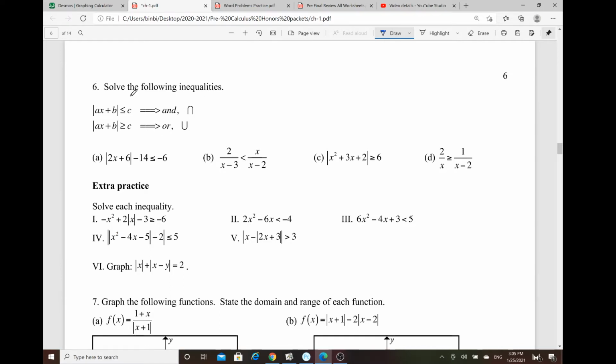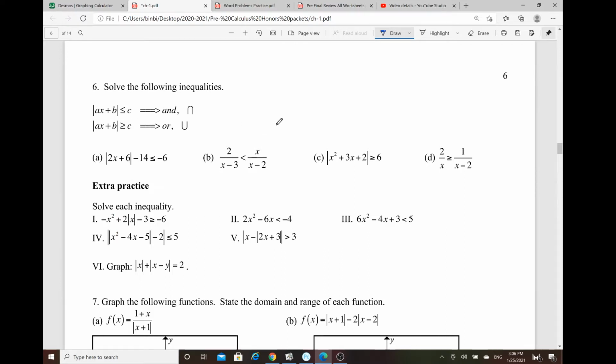Number 6 is about solving absolute value inequalities. Anytime you see the structure absolute value of ax plus b is less than or equal to c, or less than c, therefore it's "and." That means it's considered intersection, so you find the solution that is overlapping. The other one is union. If you see anything that's considered greater than, that means it's "or."